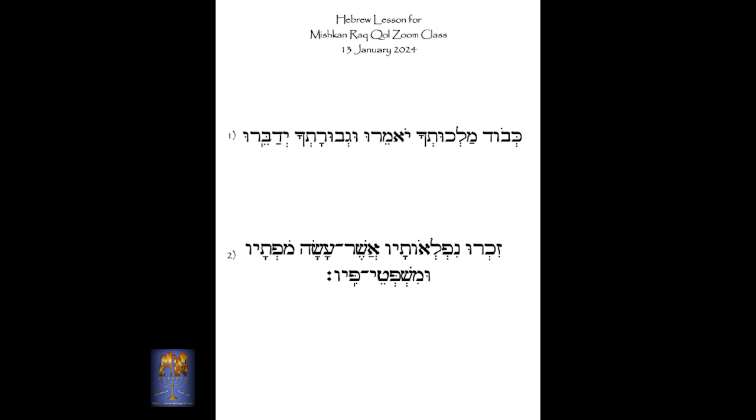Then the second bet picks up the tsere, be. And then we have a resh followed by a vav pointed with a shuruk, ru. So this is going to sound funny, like some Flintstones kind of stuff. We got ye-daberu. Ye-daberu.